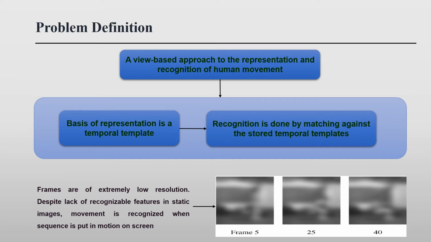Here are some of the images present as frames of a sequence. These frames, frames 5, 25 and 40, are of low resolution. One cannot recognize the movement of a subject by just looking at these static images in a sequence. But if they are put in motion, one can easily recognize the movement present in the sequence.